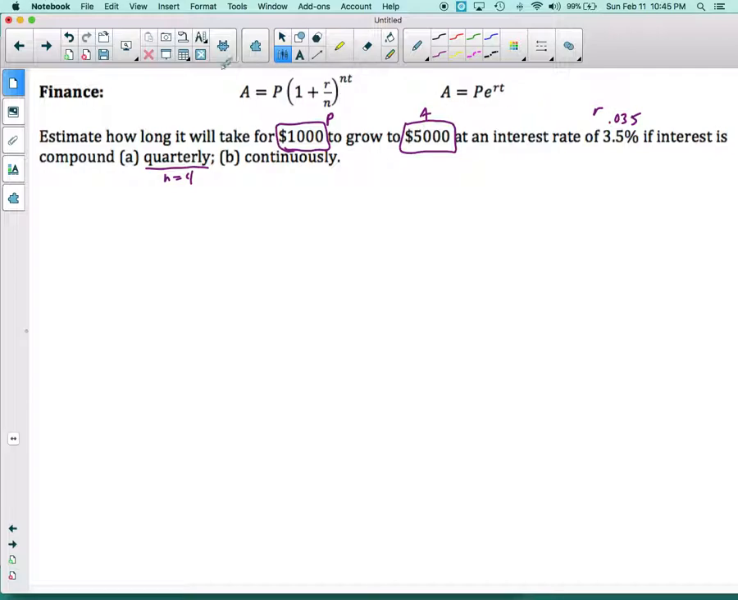Okay. So I'm going to use this formula here for part A. So A is 5,000 equals 1,000 times 1 plus R, so 0.035 over 4, to the 4 times t power.